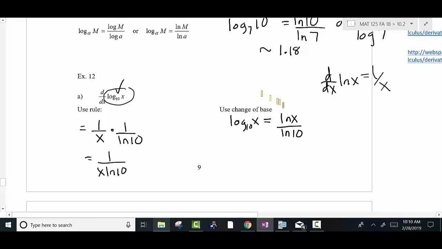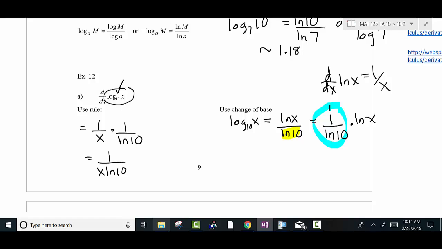What is ln 10? Is that a variable or is that just a number, like a constant? It's constant. It's a value, right? So what you can do is write this as 1 over ln 10 times ln of x. And that's a constant. This part right here, that's just a constant. And remember, when we do a derivative, we just write the constant down and multiply it by the derivative of the function, see?